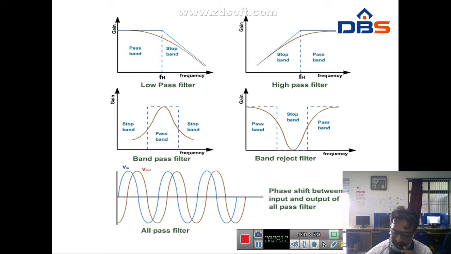Therefore the frequencies between 0 Hz and fh are known as pass band frequencies. That means from 0 to fh, we call it the pass band frequency. When the frequencies are greater than fh, we call it the stop band frequency. The range of frequencies beyond fh are attenuated, so that includes the stop band frequencies. That is the working functionality of the low pass filter.